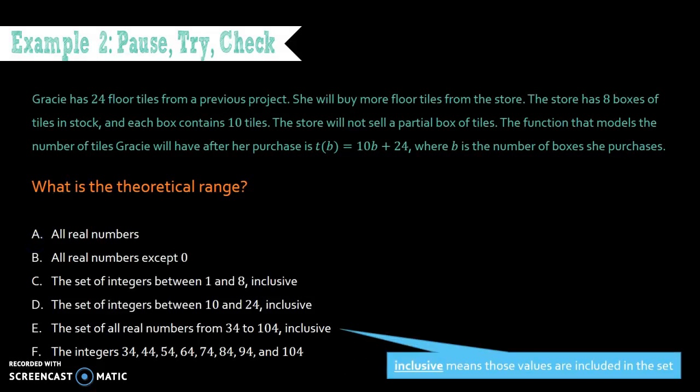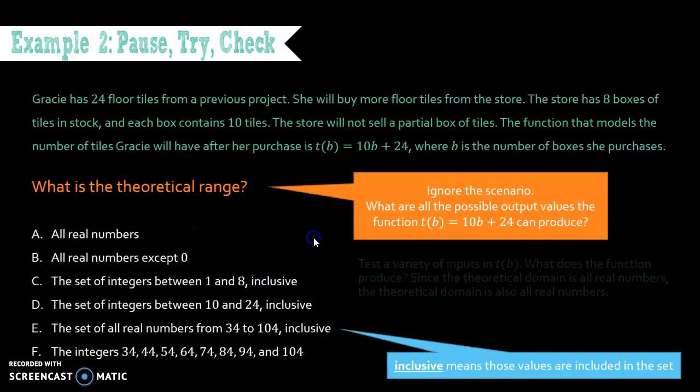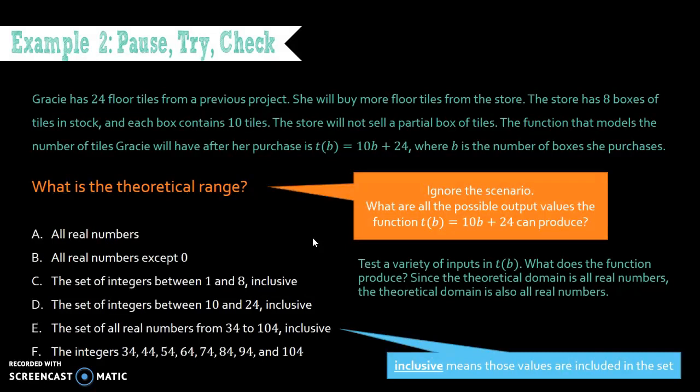Remember that inclusive means you're including. The range is theoretical, so we are ignoring the scenario. I want to know all of the possible output values that my function can produce. So let's just test a variety of inputs. Plug in some random stuff. I don't care what you plug in, and see what your function produces.